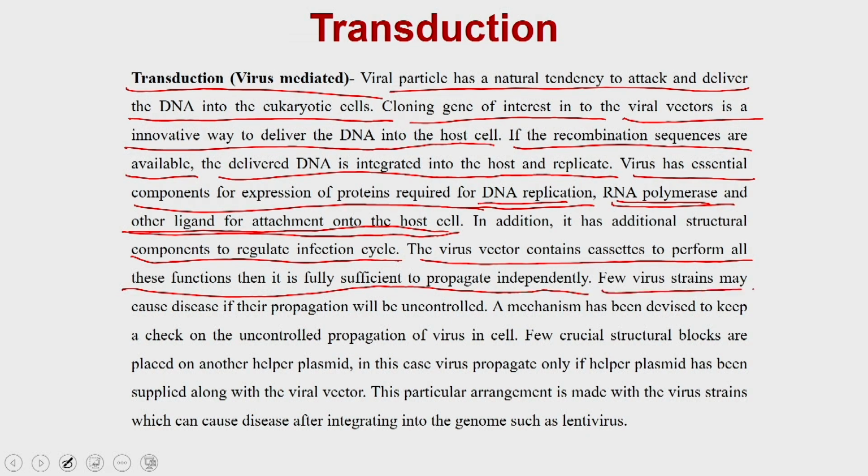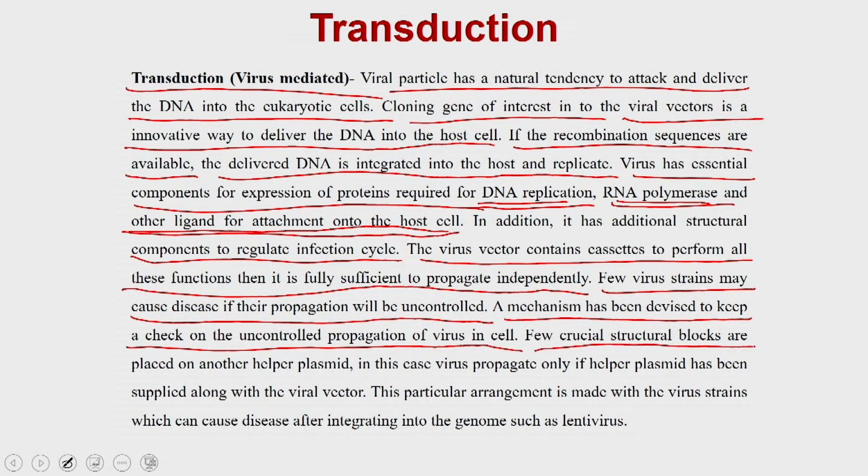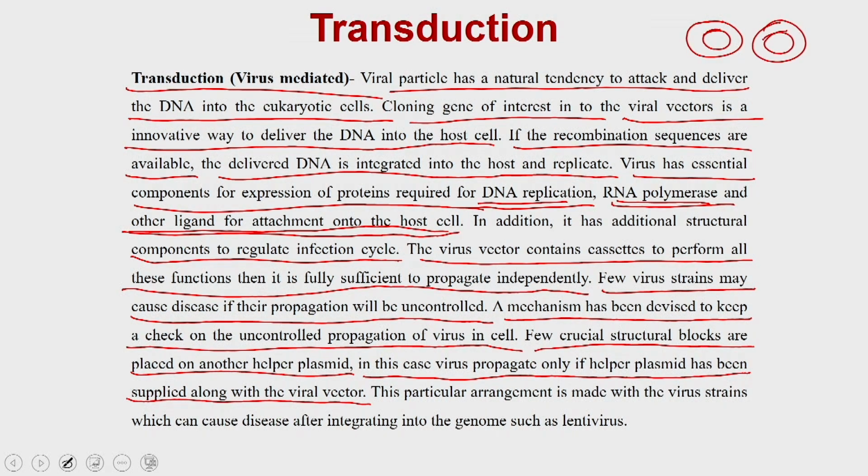Okay. A few virus strains may cause disease if their propagation is uncontrolled. In this case, a mechanism has been devised to keep a check on uncontrolled propagation of a virus in a cell. A few structural blocks are placed on another helper plasmid. In this case, the virus propagates only if the helper plasmid has been supplied along with the viral vector. What it means is that you take multiple plasmids: in some plasmids you keep the structural components, in some you keep the DNA polymerase, RNA polymerase and all that.